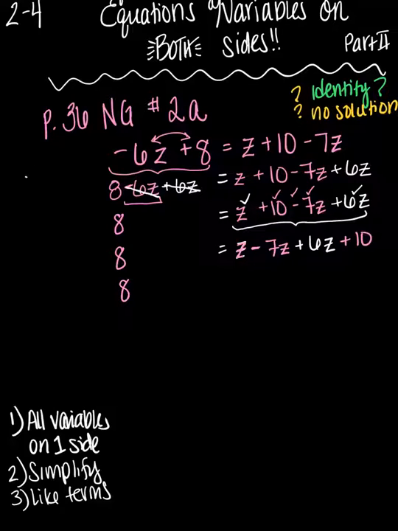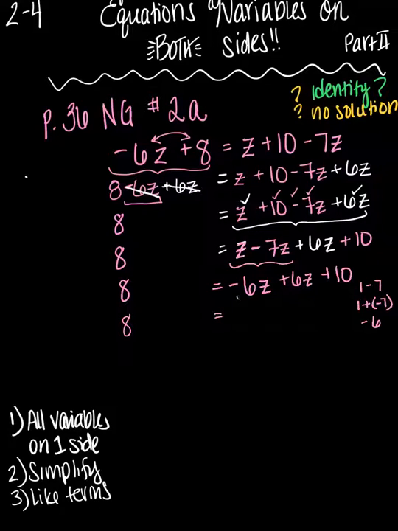So I get 8 equals, let's simplify. What is z minus 7z? Well, if we recall, 1 minus 7 is the same as 1 plus a negative 7, which was negative 6. So I get negative 6z plus 6z plus 10. Oh, this isn't looking so good. Negative 6z plus 6z is 0z. And 0z is just 0 plus 10.